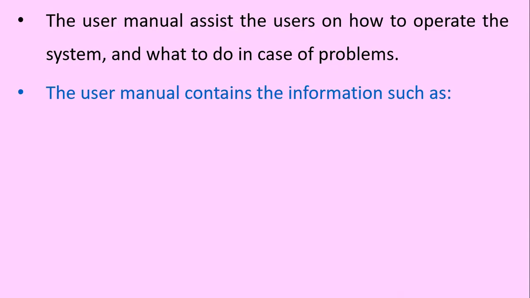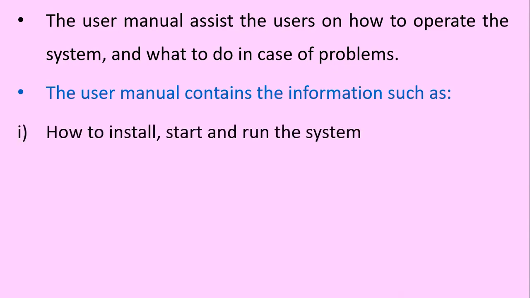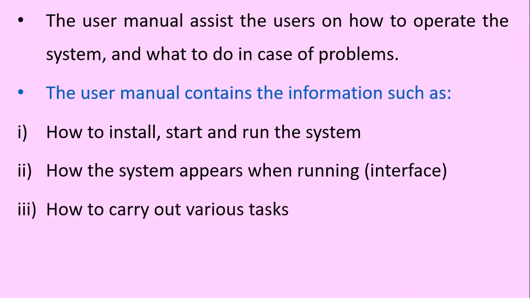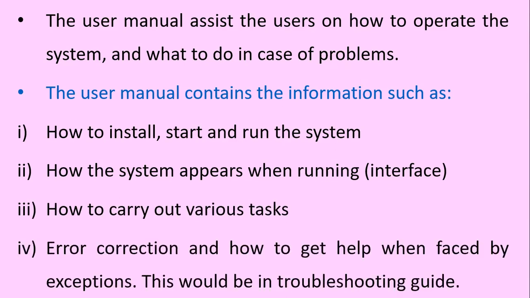The user manual contains information such as, number one, how to install, start, and run the system. Number two, how the system appears when running, that is the interface. Number three is how to carry out various tasks. Number four is error correction and how to get help when faced by exceptions. This would be in the troubleshooting guide.